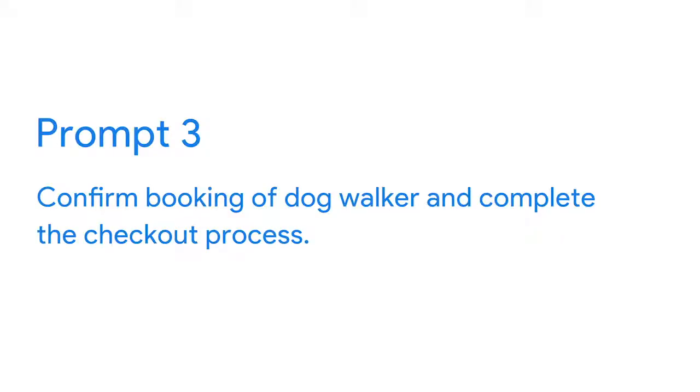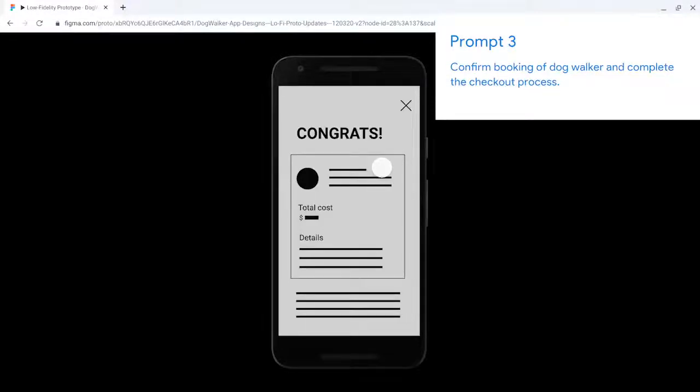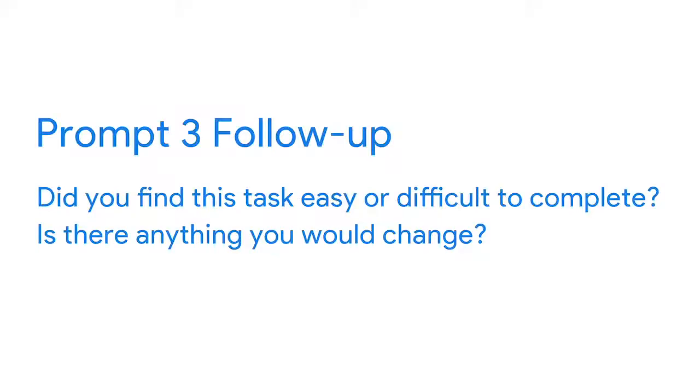Prompt 3. Confirm booking of dog walker and complete the checkout process. This seems pretty self-explanatory. I'm just going to click the book button at the top of the screen here. Oh nice, that was super easy. Looks like I'm all set on that one too. This message here is so upbeat with congrats and an exclamation point. That's cute.